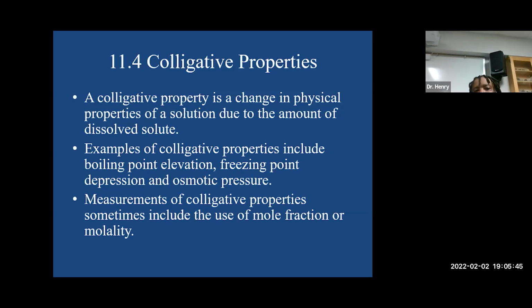Okay, so colligative properties. Colligative properties are changes in physical properties of a solution due to the amount of dissociated solute. So in other words, if we look at melting point or freezing point or boiling point.